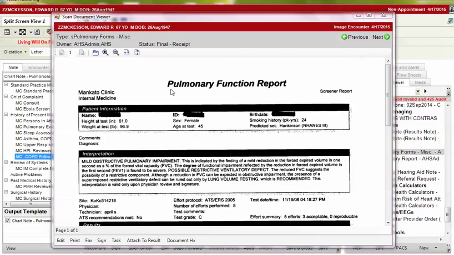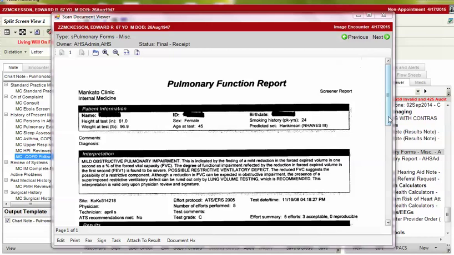Today we're talking about pulmonary function testing and interpretation. In order to have determinant values on a pulmonary test, you need at least 3 acceptable trials and at least 2 repeatable trials. This may take several efforts on the part of your patient to get these results.